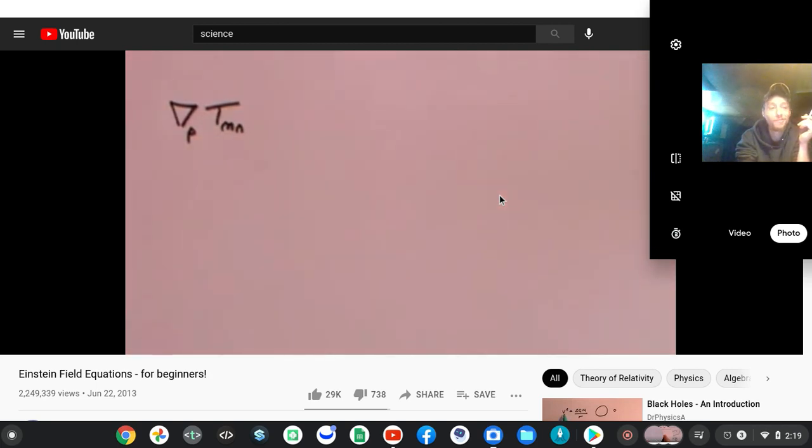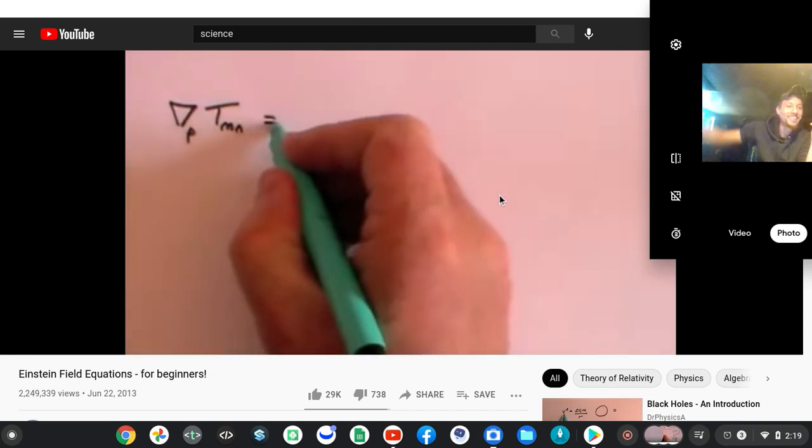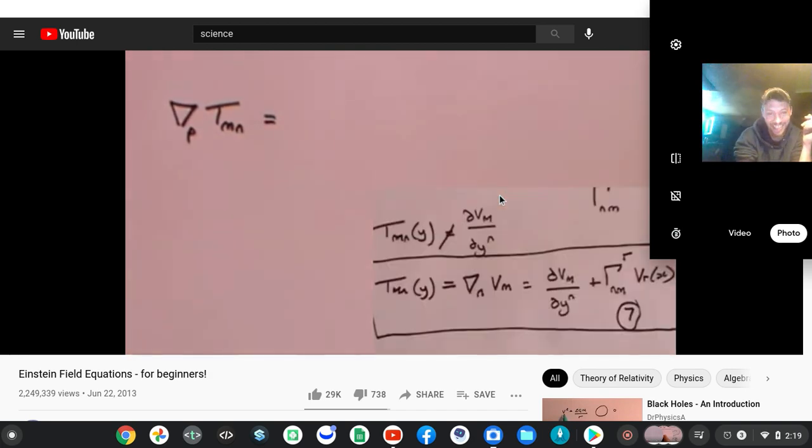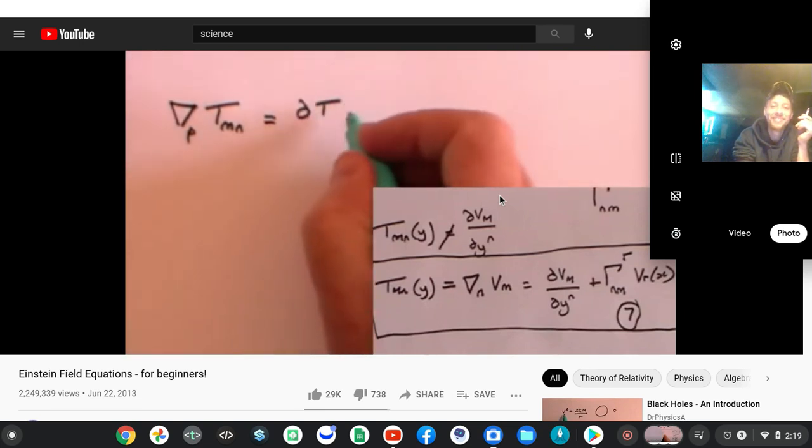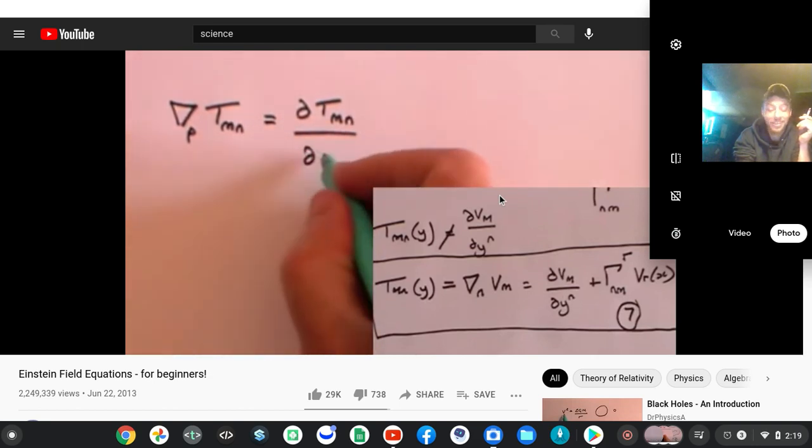of the tensor TMN. If you look at the equation that we just derived, which is equation number 7, showing essentially if I double that up for two indices, I'm going to get the ordinary derivative, dTMN by dYP.